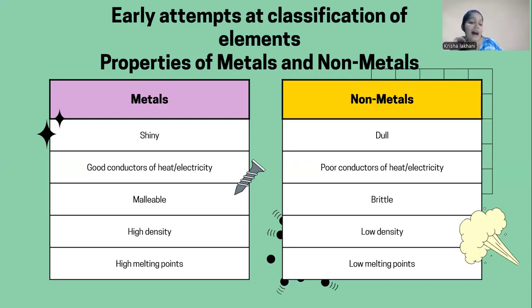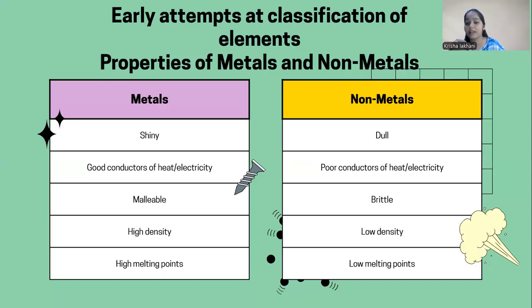Metals have a high density and high melting point. At a very high temperature, they will melt. They have definitely a higher density. Of course, when you put a block of metal in water, it will sink. It will not float. That means the density of the metal is more than water. Density is nothing but the mass occupied in a particular volume.